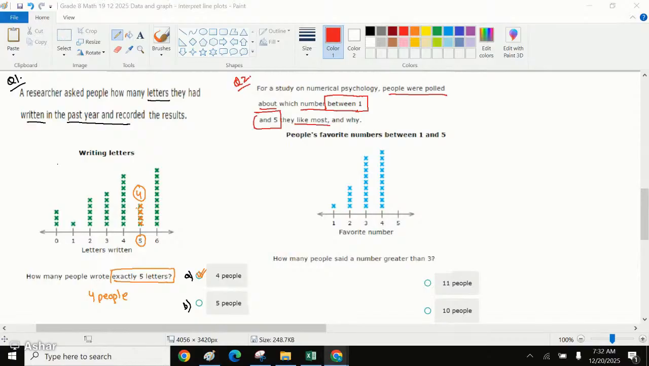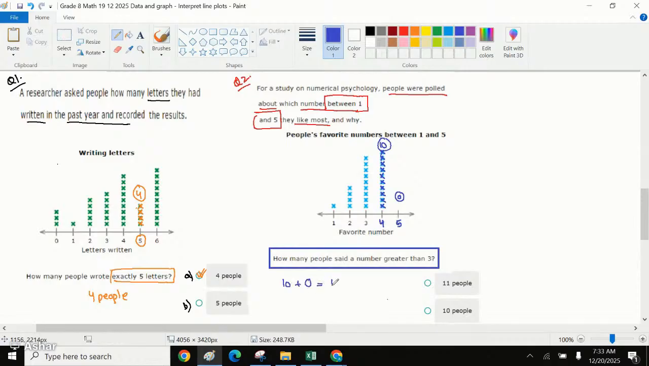So let's look at the question and what they are asking us. The question is asking us how many people said a number greater than 3. Greater than 3 means it could be 4 or it could be 5. 5 was 0 already because no one selected 5. But for 4, 1, 2, 3, 4, 5, 6, 7, 8, 9, and 10, right? That means there were 10 people over here. So can we say 4's favorite number was 10 people and 5 was by 0. That means that there are a total of 10 people who selected a number greater than 3.